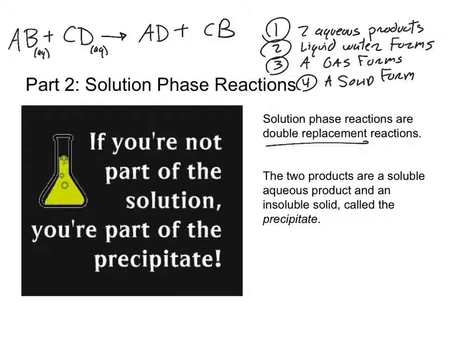Okay? Now, you're going to hear me say over and over and over again, what are the three things that drive a double replacement reaction to occur? The answer is water forming, gas forming, or solid forming. When a solid forms, though, we have a special word for it, and we call it a precipitate. So two products, a soluble aqueous product and an insoluble solid, are called a precipitate. But these are the four things that you have to keep in mind every time you write a double replacement reaction from now on. Any questions about that?